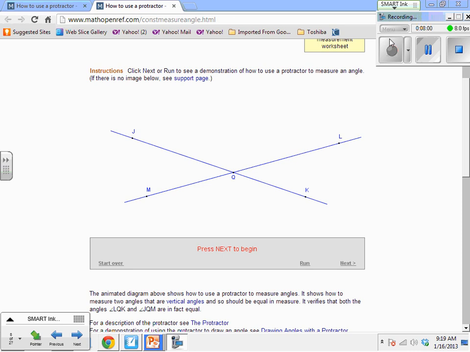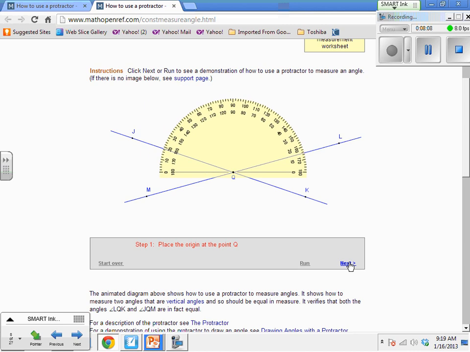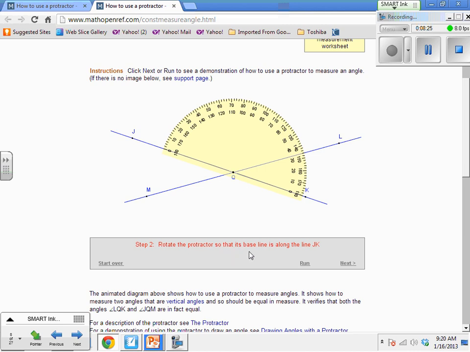Video demonstration of how to draw an angle. Click next to begin. All right? Okay, so there, now you have your protractor. You see the protractor on the vertex here. Did everybody see that? Place at the point of origin, point Q, which is where it is right now. Everybody with me? All right, now I move the protractor. Rotate the protractor so that its baseline is along line JK. This is line JK, right? Yes or no? Yes. Okay.